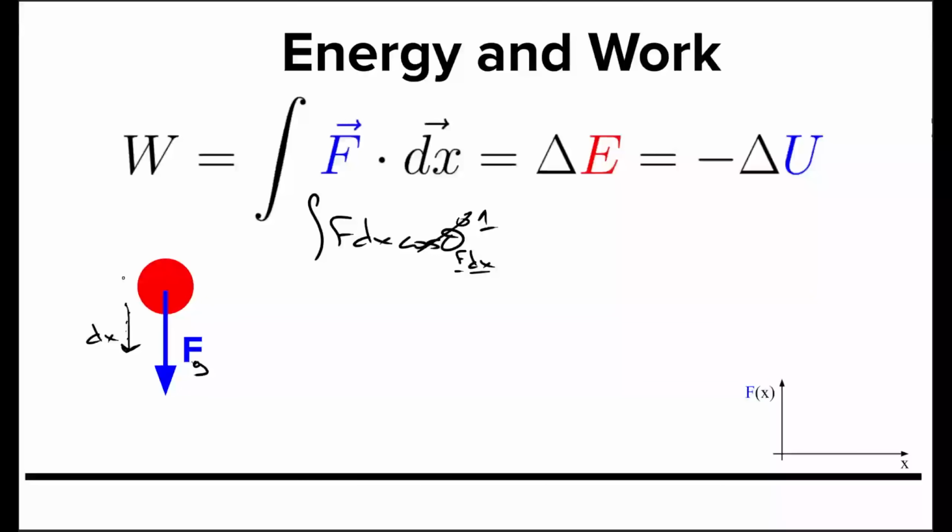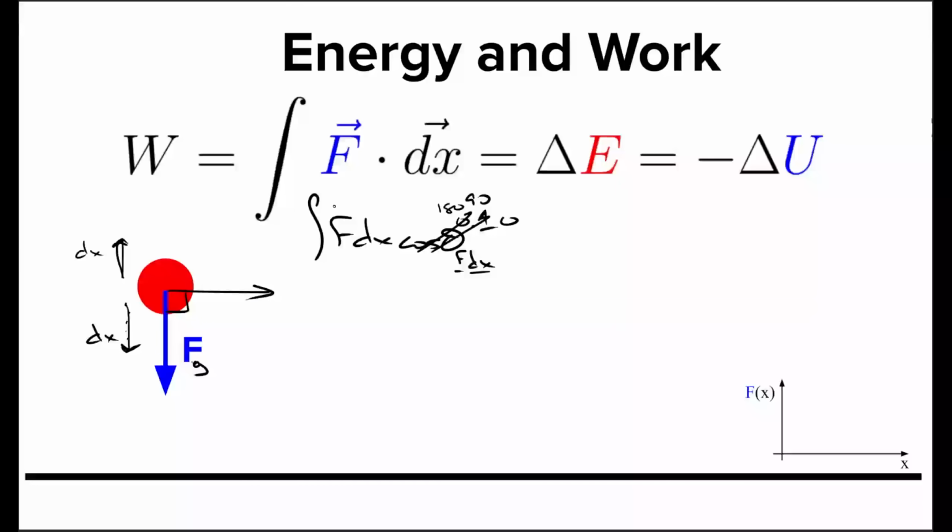What if I move this ball upward? If I move it upward, dx goes up, force is down. That's 180 degrees. So now this is 180 degrees. Cosine of 180 isn't 1, it's -1. You're doing negative work. If this ball moves up and gravity's down, gravity would be doing negative work, trying to take away energy. If this ball moved horizontally, that'd be 90 degrees. Forces at 90 degrees don't do any work because cosine of 90 is just going to be 0.